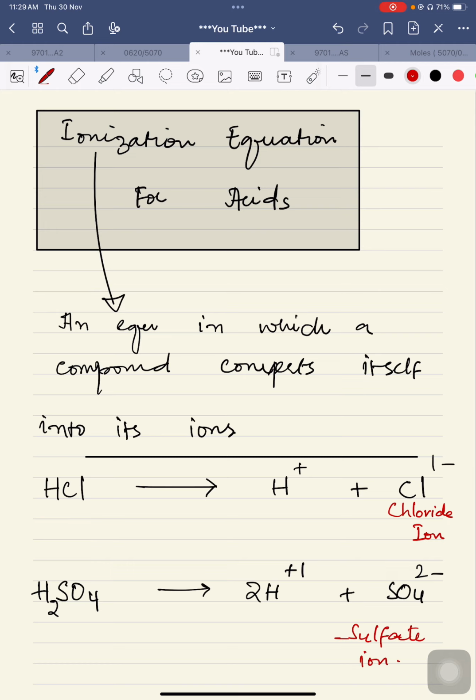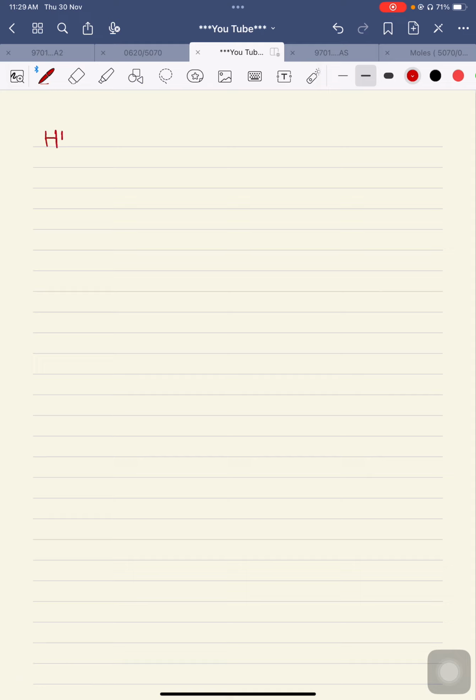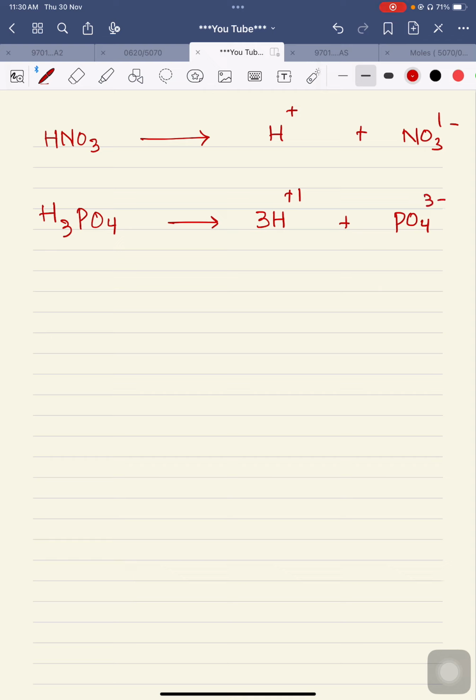Let me change the board. I am telling you another example, HNO3, which is called nitric acid. It is converting itself into H plus plus NO3 minus ion. There is another example, H3PO4, phosphoric acid. It is giving you 3H plus plus PO4 3 minus. This is called nitrate ion, and PO4 3 minus is called phosphate. If you keep in mind the radicals list which I discussed with you in the chapter of bonding, things can become easier for you.